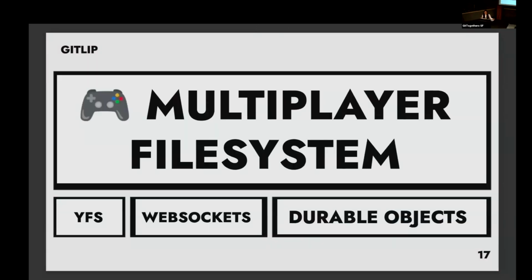So after building an infinitely scalable Git server infrastructure with our serverless Git server, we decided to build a multiplayer coding infrastructure that would accompany it. The guiding idea was to create a system that would allow collaboration and would tightly integrate with Git. With that as our goal, we've built a multiplayer POSIX-compatible file system by combining YJS, WebSockets, and Durable Objects.